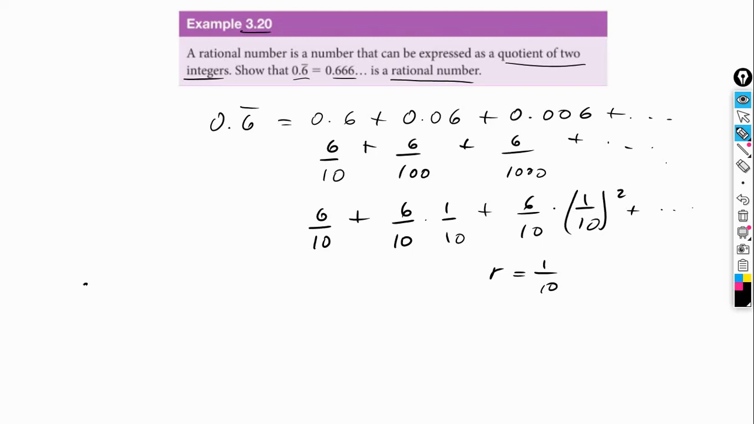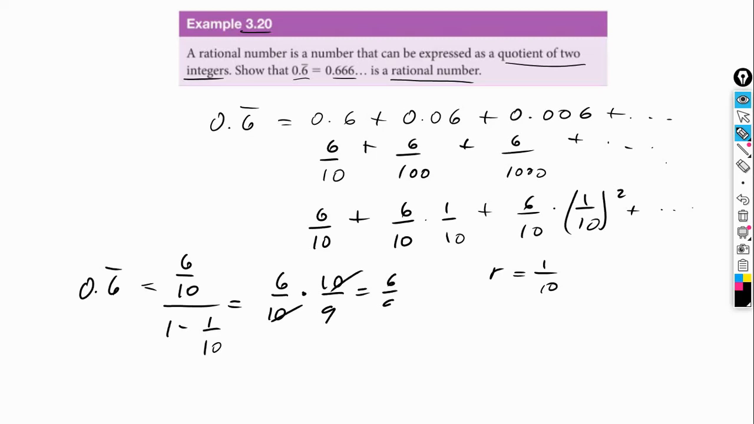right? So that means that 0.6 with 6 repeating indefinitely is going to equal the first term, 6 over 10, divided by 1 minus the common ratio. And then if we do the math here, we're going to get 6 over 10 times 10 over 9. This cancels out. We get 6 over 9, and this is the same as 2/3. So we have proven that 0.6666 is a rational number, because it can be expressed as the quotient of the integers 2 and 3.